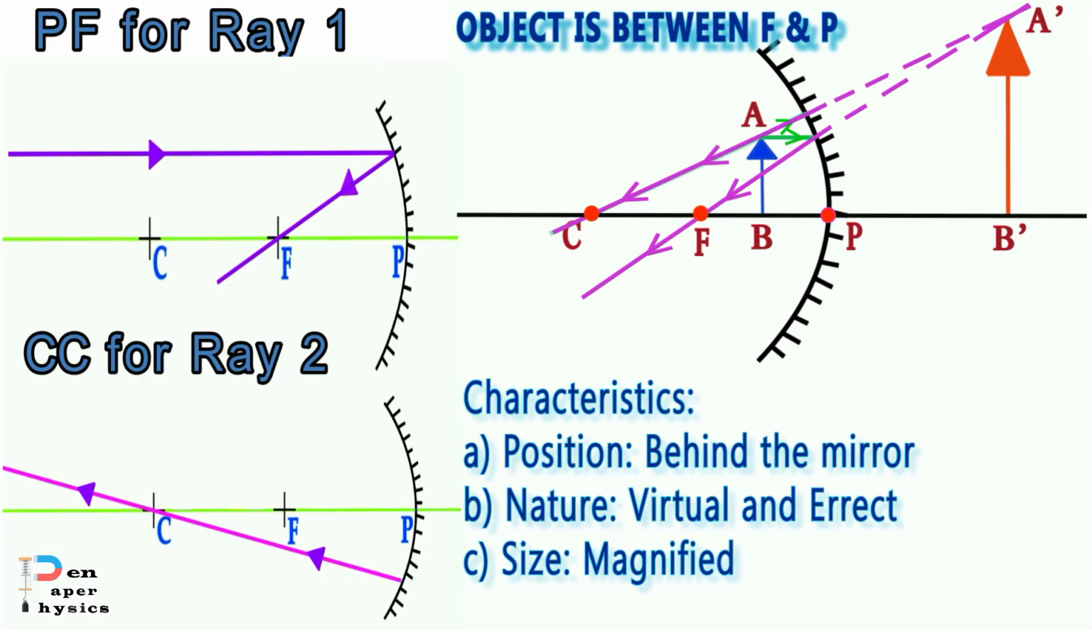But here in this case, the characteristics of the image is produced behind the mirror, and it's a virtual and erect image. And obviously you can clearly see over here it's a magnified image. This is the only case where concave mirror produces a virtual image.